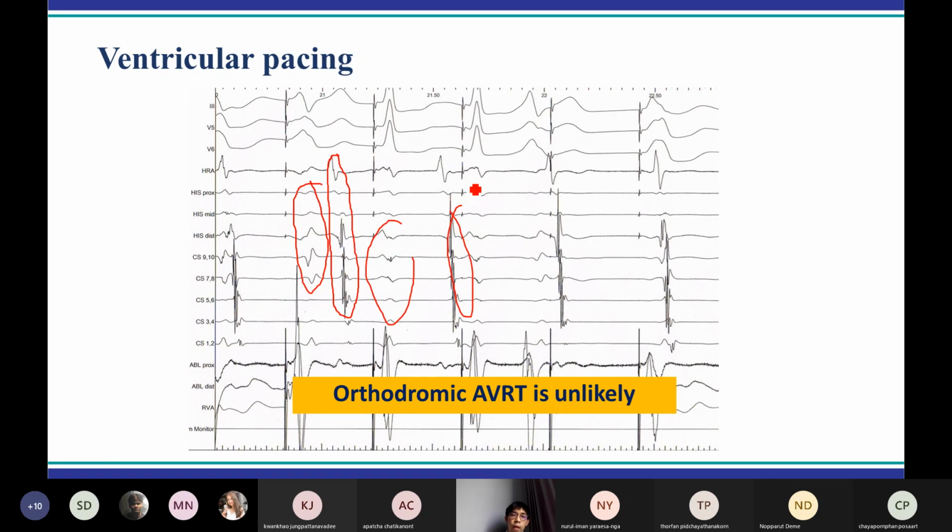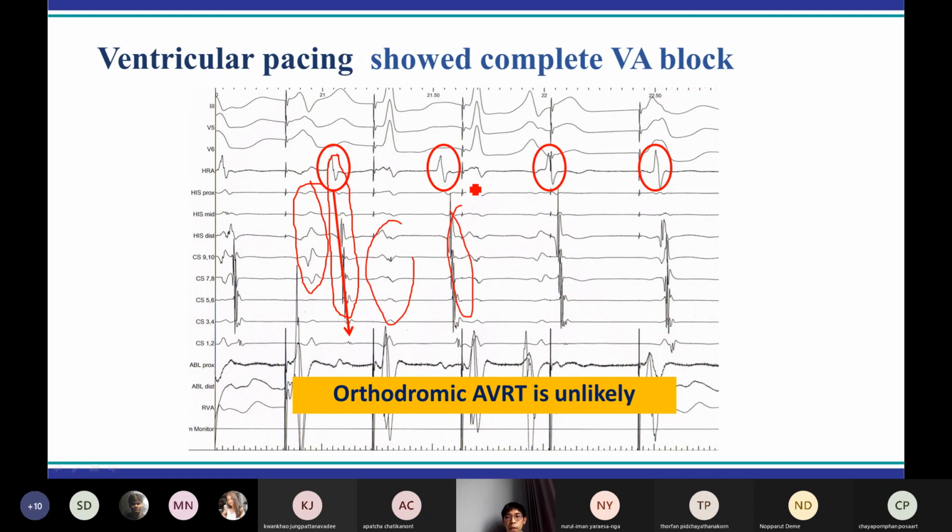What does this mean? The VA dissociation means that there is no connection at all between the ventricle and the atrium. So it is not possible to have an AV dissociation and an accessory pathway, because if there is some accessory pathway, there must be some connection, even if the AV node was blocked. So in this patient, there is no connection at all. It is a complete AV block. If tachycardia occurs in this patient, it shouldn't be an orthodromic AVRT.